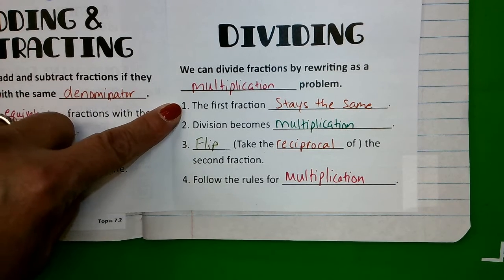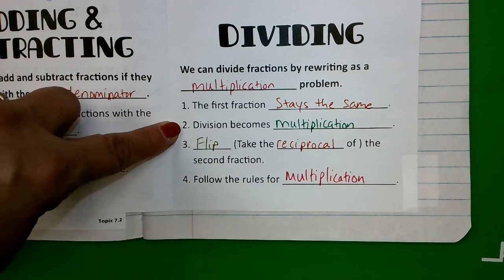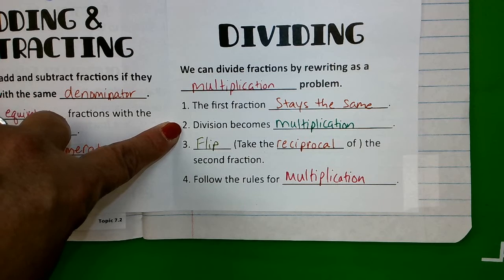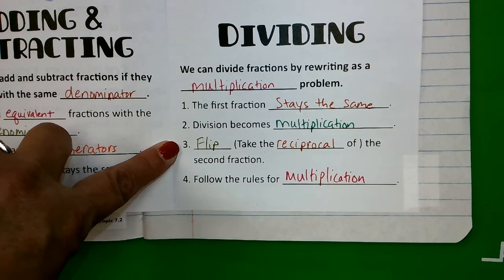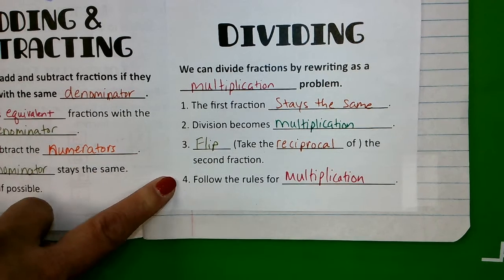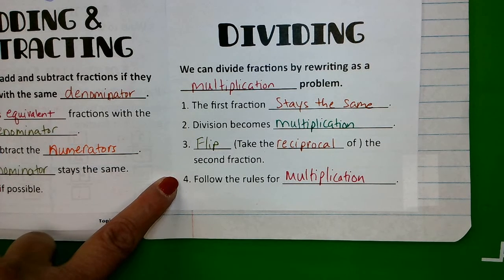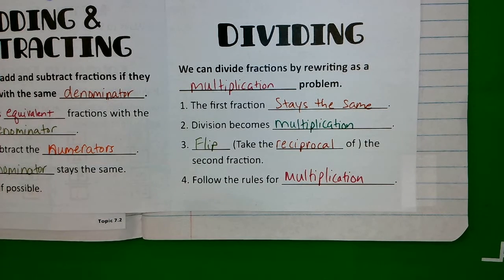Step 1, that first fraction stays the same. Step 2, division becomes multiplication. Step 3, flip, or a more mathematically correct way to think of this, take the reciprocal of the second fraction. Step 4, follow the rules for multiplication up above. We're going to be doing some more examples in the next coming days on multiplying and dividing fractions. Pause now and get caught up on your notes if you need to.